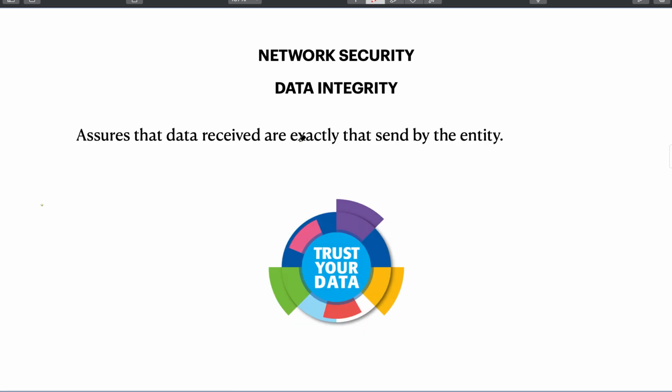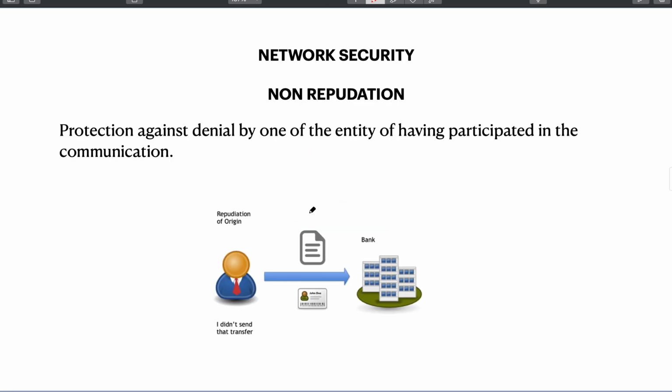Now the next feature is data integrity. This will ensure that the data is not corrupted in any way. You are receiving exactly the same data that was sent by the sender entity, so you can trust your data. That is what is meant by data integrity. Whatever is received by the recipient is exactly what has been sent by the sender. That is, it is not modified at all. That is what is ensured in data integrity.